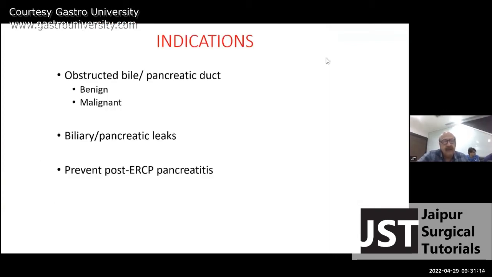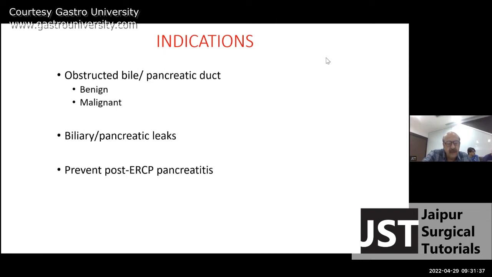Indications, again, are similar. If there is an obstruction of the bile duct or pancreatic duct, may it be benign or malignant, and there can be leaks, which can be dealt with by stenting. So biliary leaks, pancreatic leaks, we normally do stenting in these patients. Normally we do it with plastic, but there are a few patients where we go ahead and do a fully covered stenting.